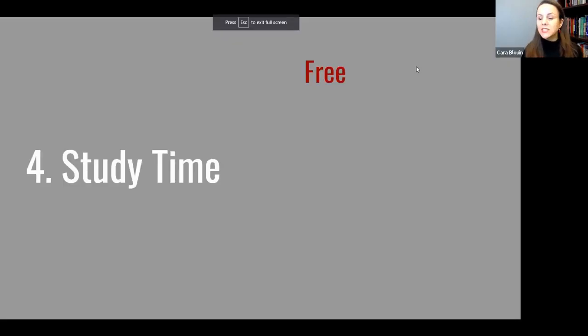When you're choosing your study time, there are a couple of things that you want to make sure of. First, make sure you're free. You can't study and work at the same time. It's very difficult to study and parent at the same time. It's hard to study and hang out with friends at the same time. So we're looking for free time in the schedule.